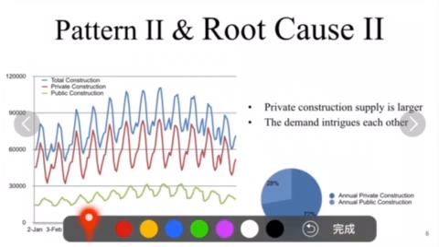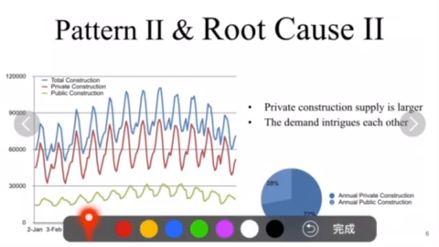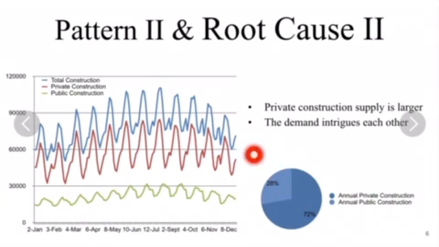And we're going to talk about the second pattern, which is the relationship between the private construction and the public construction. You can easily see from the pie chart here that the annual public construction is less than 1/3 of the total spending. The rest of it is private construction. So we can easily see the private construction share is larger.